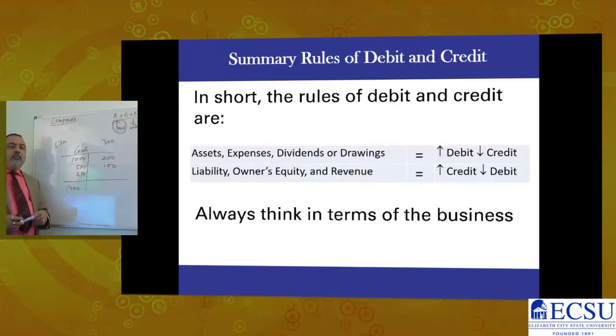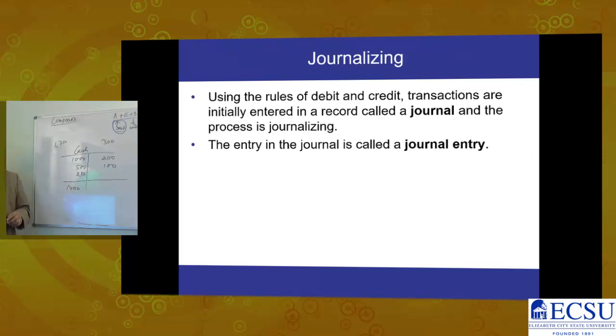Now what we are going to do is summarize the rule of debit and credit. Asset, expense, dividend or drawings will be debited if they increase and credited if they decrease. Liability, owner's equity and revenue will be credited if they increase, but debited if they decrease. And of course, you have to always think in terms of the business. So that is the summary of the rule of debit and credit.